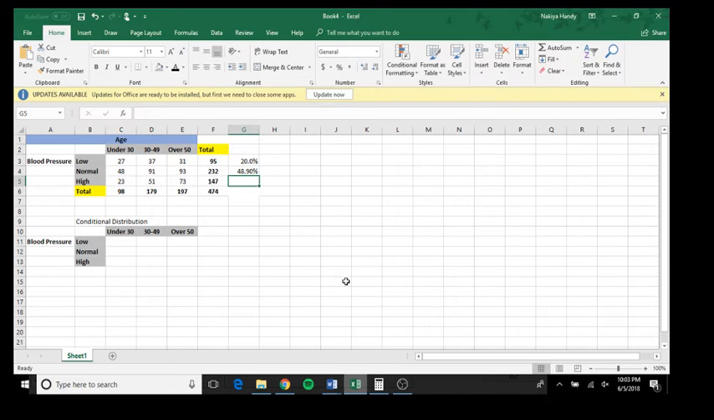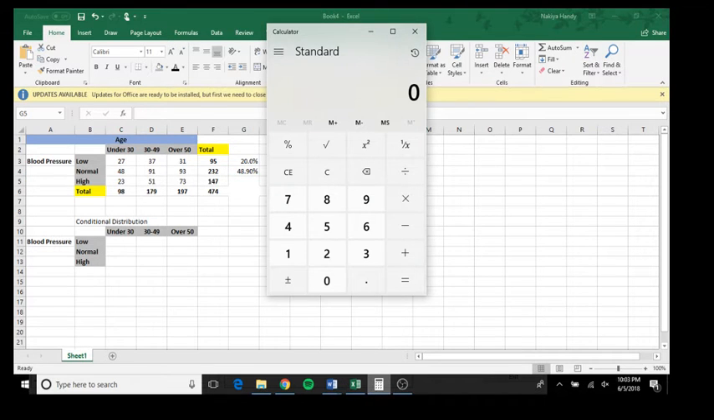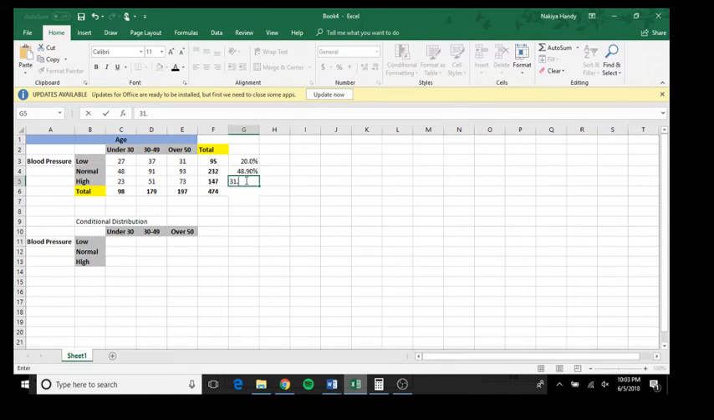So now we're going to do high, and we're going to do 147 divided by 474, and we're going to get 31.0%. So this is the marginal distribution. Low is 20, normal is 48.9, and high is 31%.